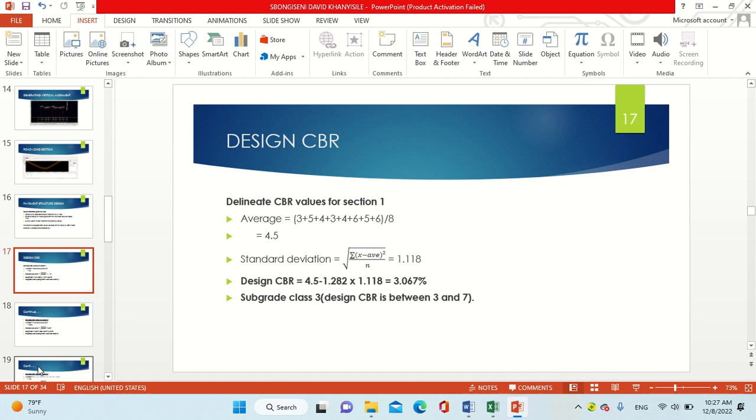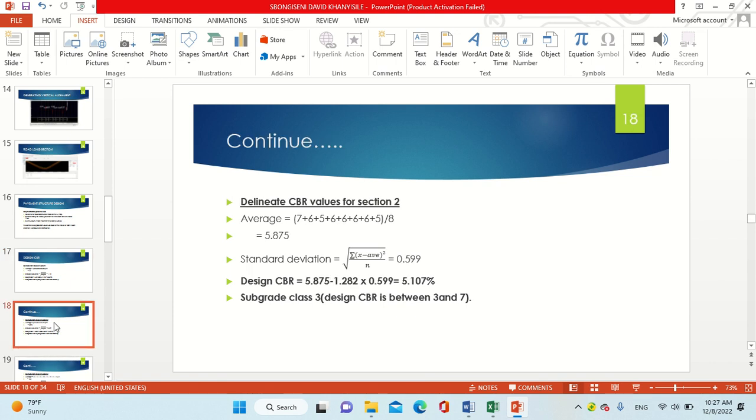Now let's look at the design CBR. I've calculated the average, which was 4.5, and also the standard deviation, which is 1.118, and our overall design CBR was 3.067%. And the subgrade class which we discovered was 3, design CBR between 3 and 7.